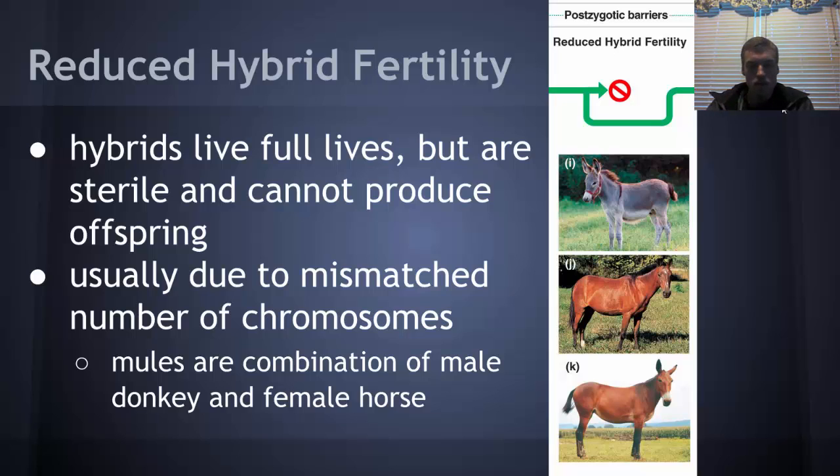numbers of chromosomes. Donkeys and horses have different numbers of chromosomes. However, they can mate and form mules that can live, and they're strong. Mules are used a lot on farms in order to carry out different tasks because they are very strong. However, the mules themselves are sterile and they cannot produce offspring.